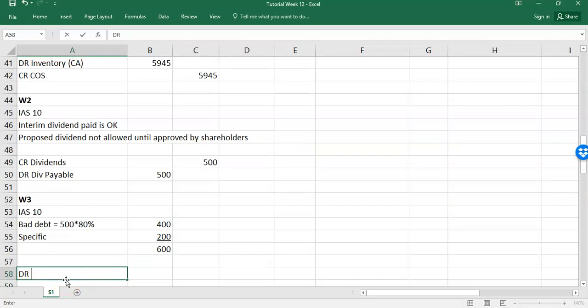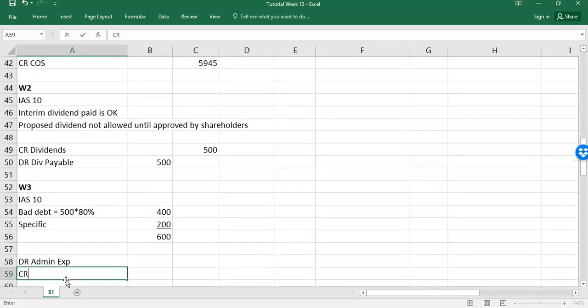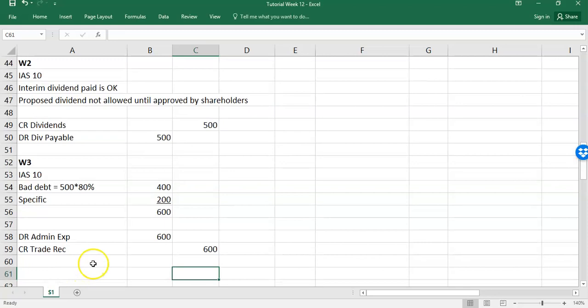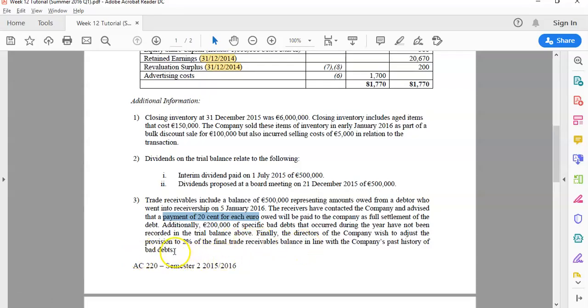And that is debit. And do they tell us where it goes here? So we'll put it to debit admin expenses. And you're going to credit trade receivables. And that will be 600, 600. So that's your bad debt. It's always credit trade receivables. And they want the provision to be 2% of your trade receivable balance.